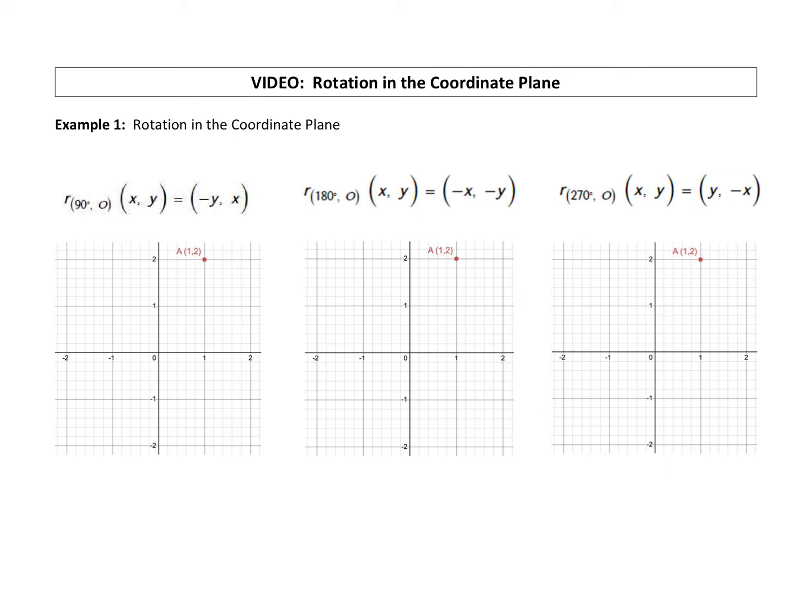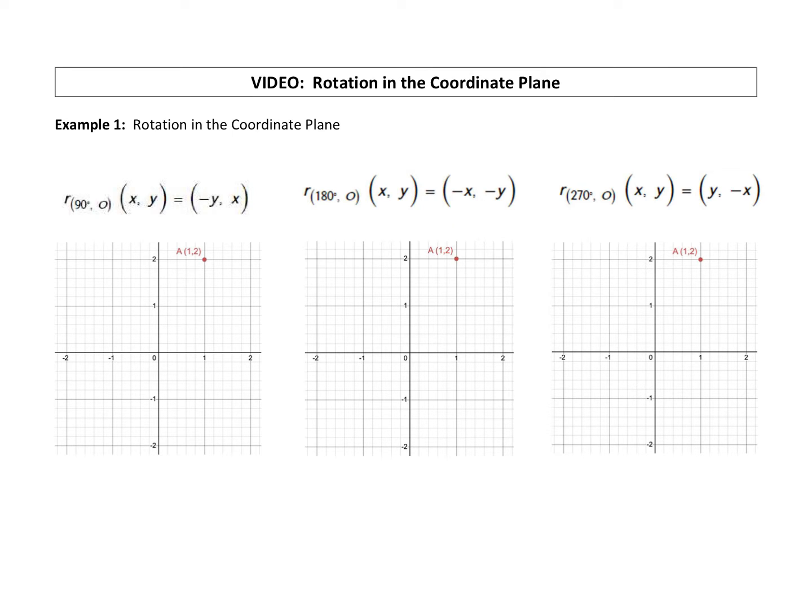For this first graph on the left, if we're rotating 90 degrees about this O right here, that's the origin, then point (x, y) will be in its new position at (negative y, positive x). So let's take a look at a specific example. They gave us point A in the graph.